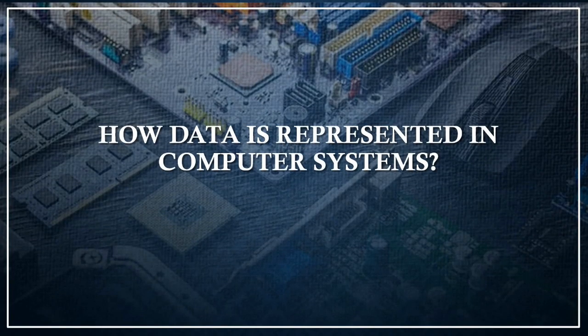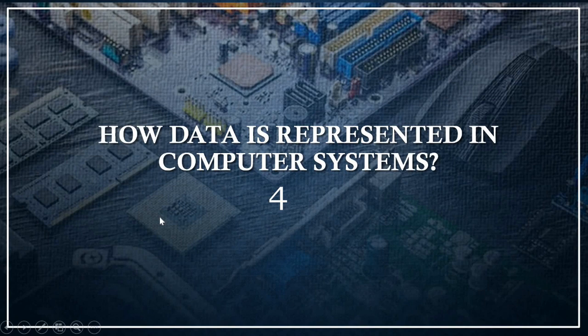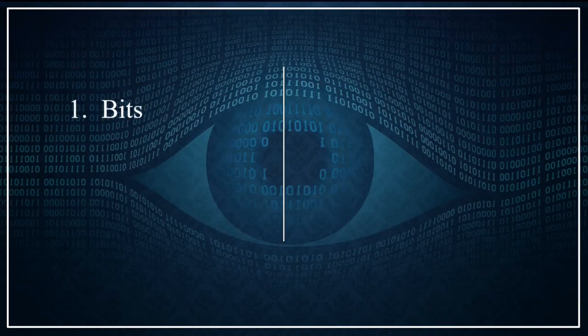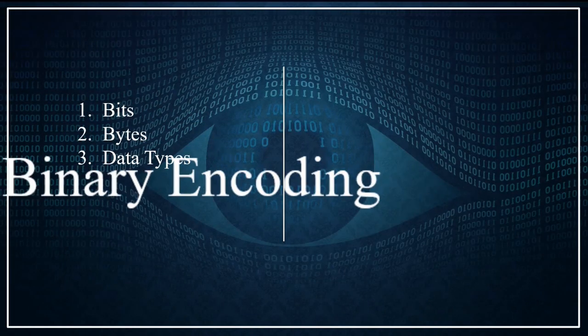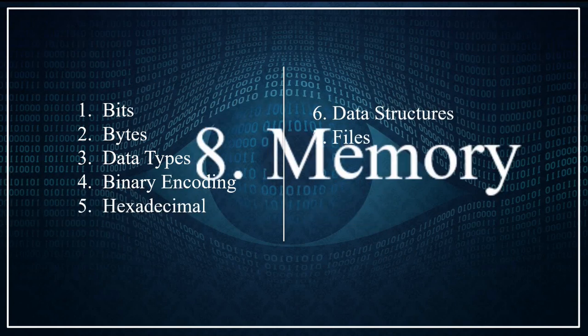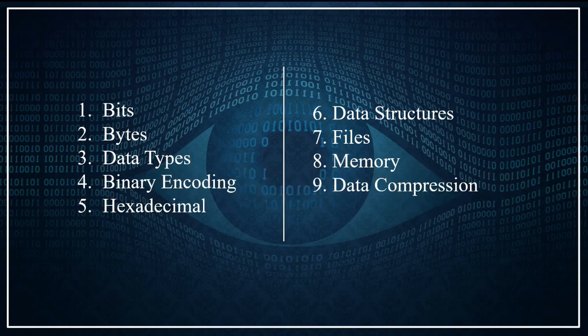Moving on, how data is represented in computer systems. Data in computer systems is represented as combinations of zeros and ones, known as binary code. It's the fundamental language that computers use to store, process, and transmit information. We got first bits, bytes, data types, binary encoding, hexadecimal, data structures, files, memory, data compression, and endianness.